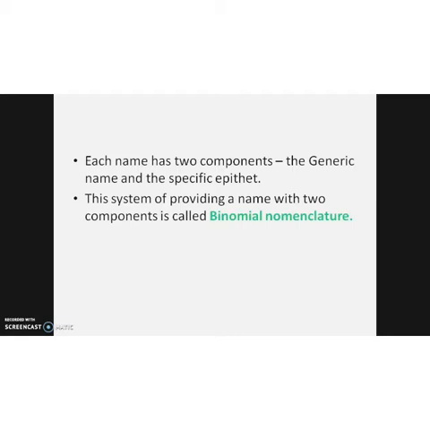The first word is the generic name, okay? And the second word is the species name. The system of providing a name with two components is called binomial nomenclature. Why binomial? For representing a standardized name, two words we will use. The first one is the generic name and the second one is the species name.